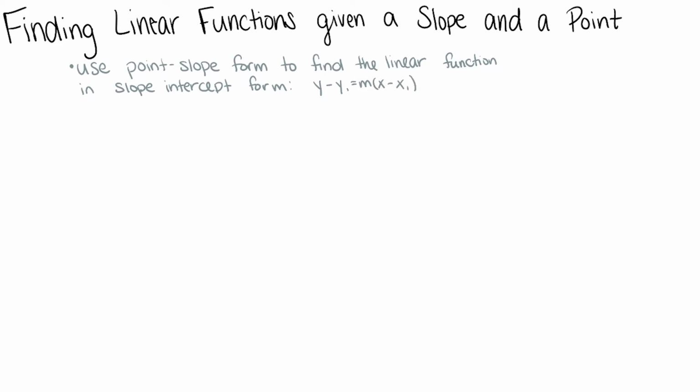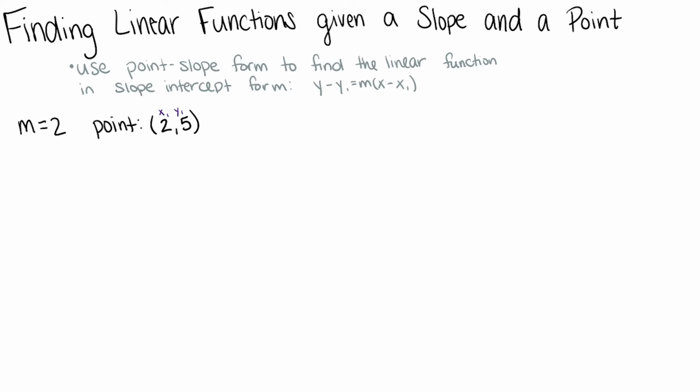So let's say we're given that the slope, or our m, is equal to 2 and our point is (2, 5). We'll keep in mind all of our coordinates, any points that we're given, have an x and a y, which means our x1 is 2 and our y1 is 5. So all we need to do is plug this into our point-slope form and simplify and solve for just x and y as our variables.